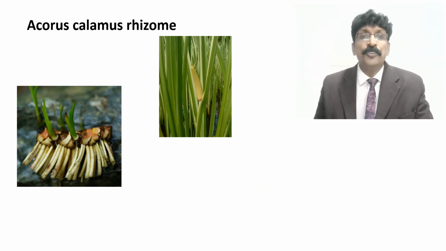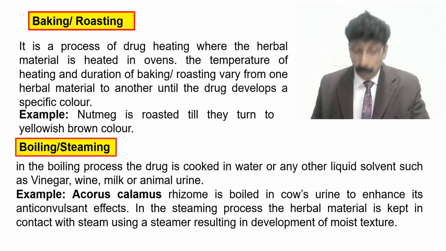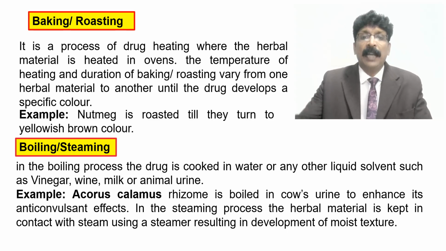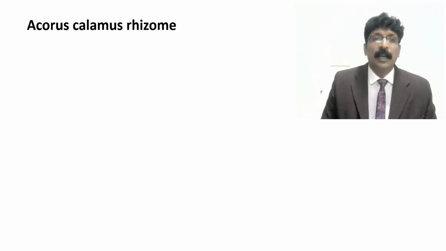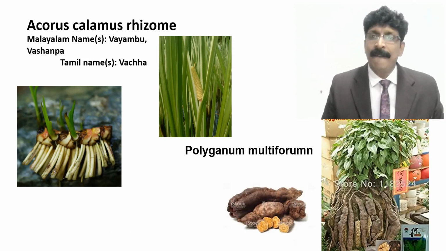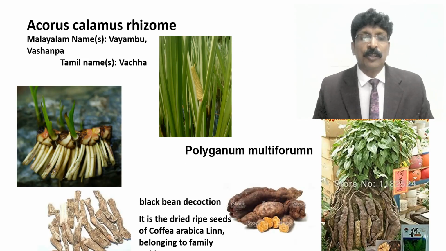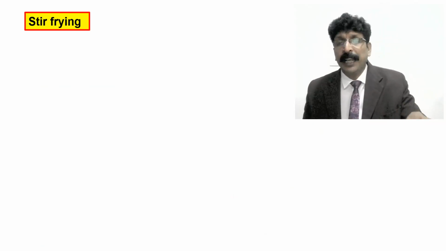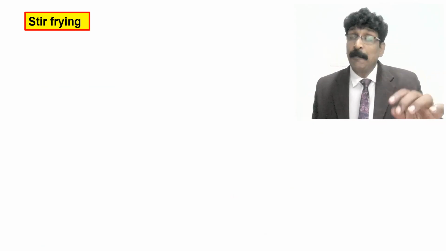So you should remember that boiling and steaming can be done with another plant extract also, as these two examples are given for you to mention if they ask in any short notes or short questions. Stir frying is also there.